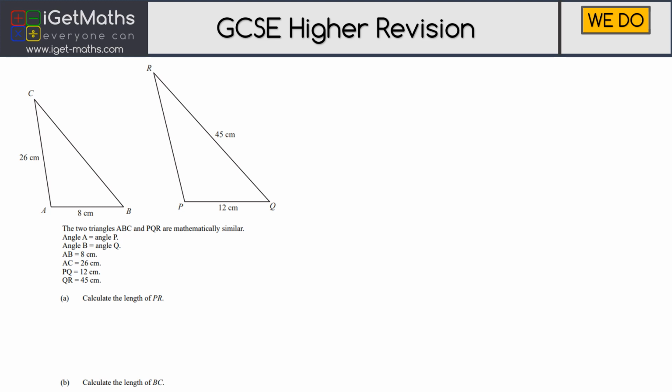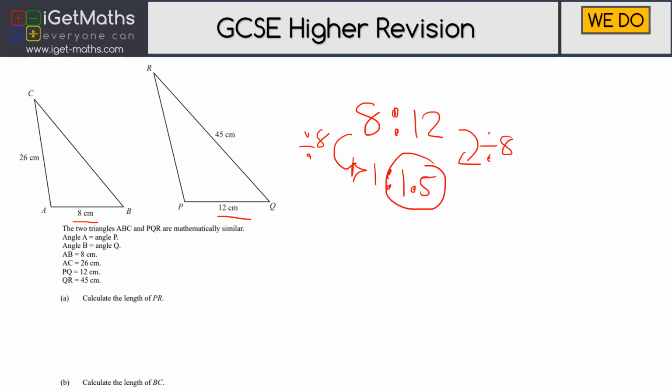To do that, what we need to do is find a corresponding side, such as 8 and 12, and we need to find the linear scale factor. So we've got 8 to 12. We want this in the form 1 to n, so we're going to divide by 8. That will give us 1, and then we're going to do 12 divided by 8. And remember, it's a calculator paper, so you can use your calculator. So 12 divided by 8 will give us 1.5. And the 1.5 is your linear scale factor.